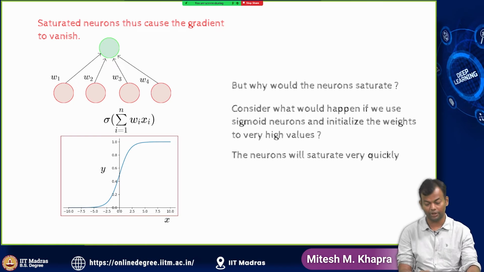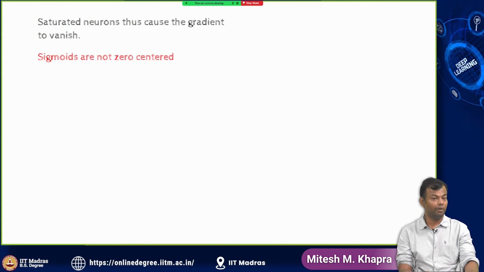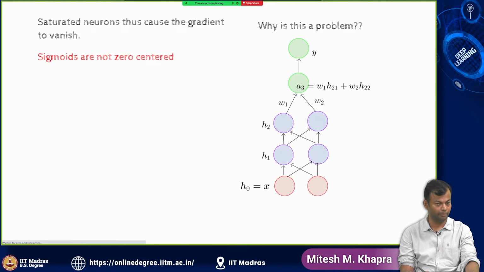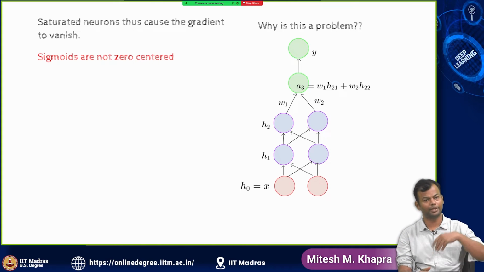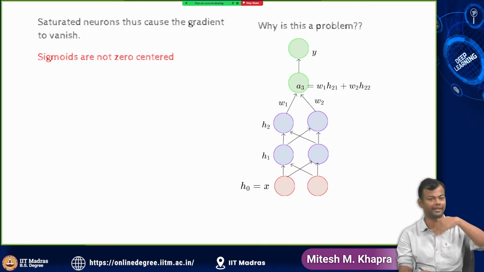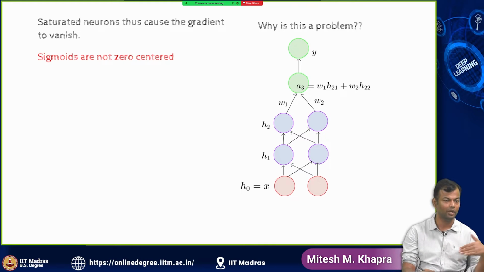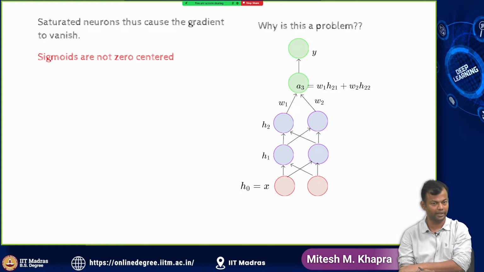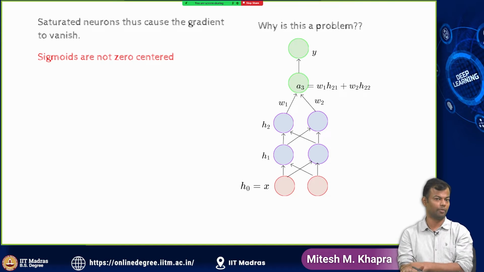Since this is not good, the next problem is that sigmoids are not zero centered. That's again obvious from the plot because the plot is from 0 to 1. Zero centered would be something like, say, for example, -1 to 1. So there is a 0 in between, so it's equally distributed around 0. Whereas this starts from 0 and goes to 1, so the center is around 0.5, right? So what if it's not zero centered? What could the problem be?